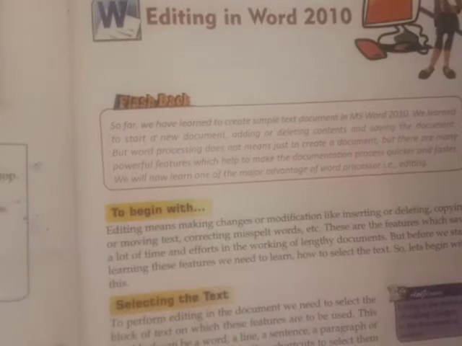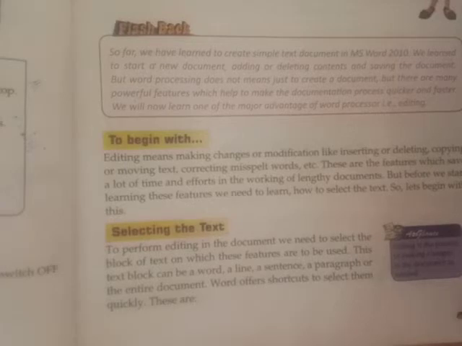To perform editing in the document, we need to select the block of text on which these features are to be used. Suppose you want to increase the size of a single word, or change its font and its size. Then you have to select that specific text and apply these features on that selected text. This text block can be a word, a line, a sentence, a paragraph, or the entire document. Where you want to apply these changes, you have to select that text. Word offers shortcuts to select them quickly.